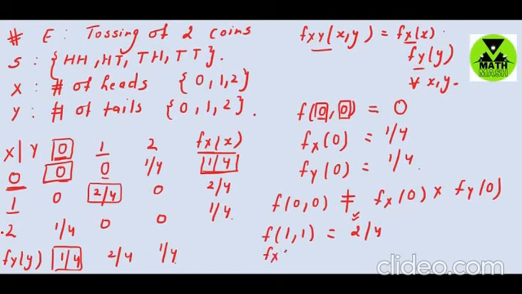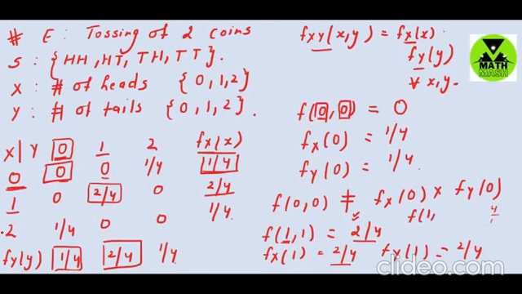And what is the marginal density of x at x equals 1? At x equals 1, this is 2 by 4. And fy at 1 is also 2 by 4. So here f of 1 1 is 2 by 4, and the product of marginals is 2 by 4 multiplied by 2 by 4, which comes out to be 4 by 16, that is 1 by 4. Again, f at 1 comma 1 is not equal to fx at 1 multiplied by fy at 1, and hence the two random variables are not independent.